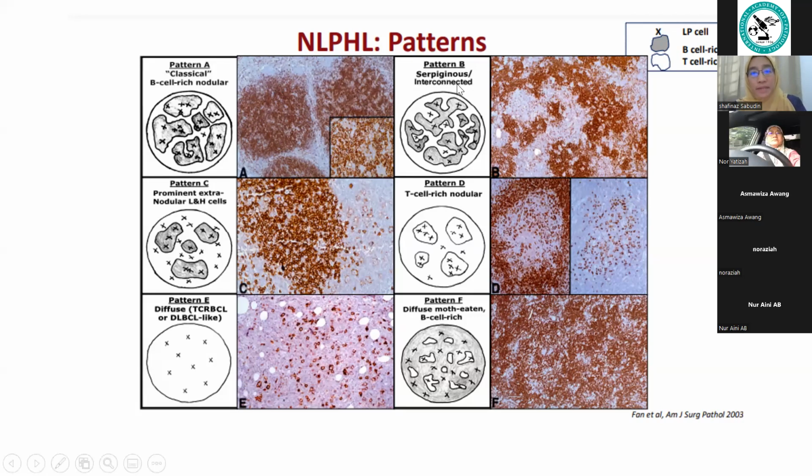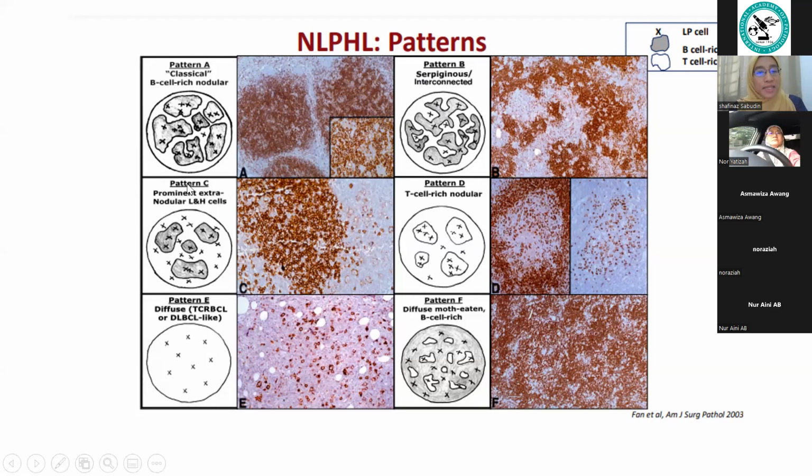In pattern B, it is the serpiginous or interconnected pattern. It is still nodular, but now you see the nodularity is irregular, or it is interconnected. And it is made up of B cells in the background, and you can see the LP cells are predominantly within the nodule. And this is highlighted by the CD20 immunostain.